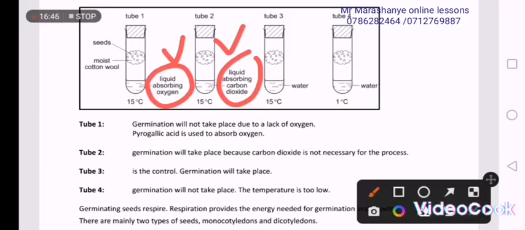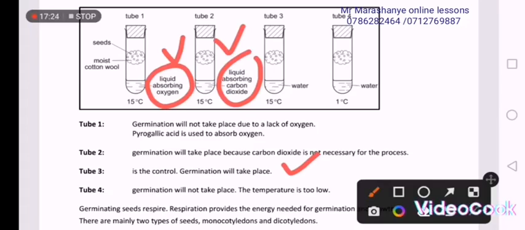Right? Test tube 3 is the control. Why? Because germination will take place. It has liquid, which is water, a suitable temperature of 15 degrees Celsius, seeds, oxygen, everything is there, so germination will take place. Then test tube 4, germination will not take place. Why? Because the temperature is too low. As mentioned, if the temperature is too low, it will cause enzymes to be inactive.